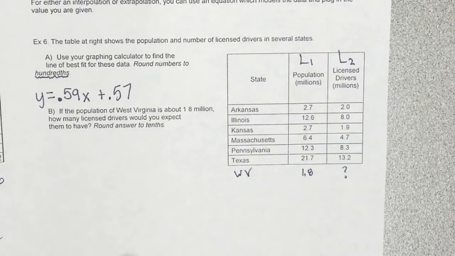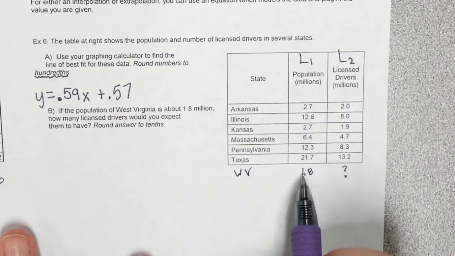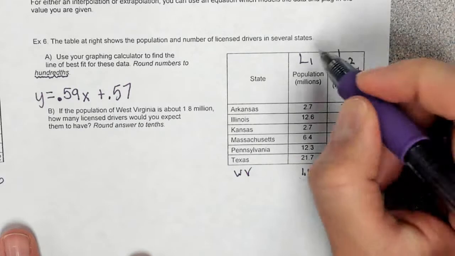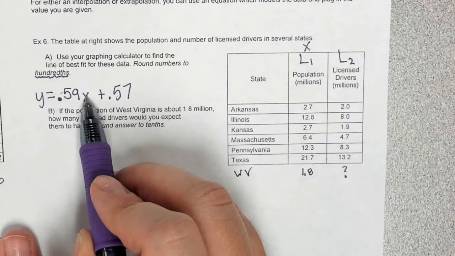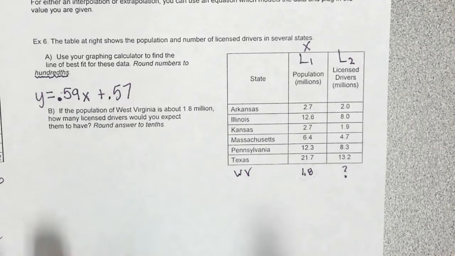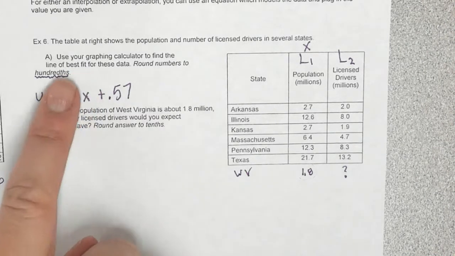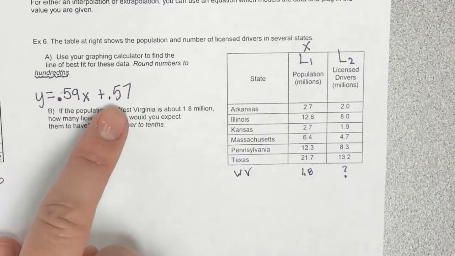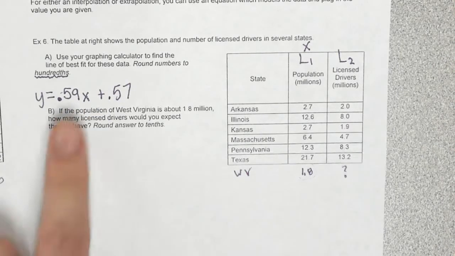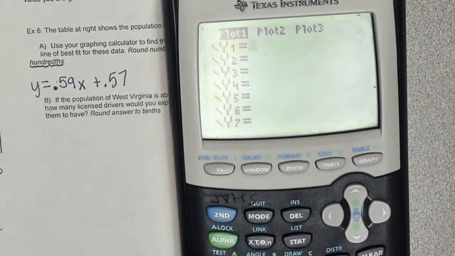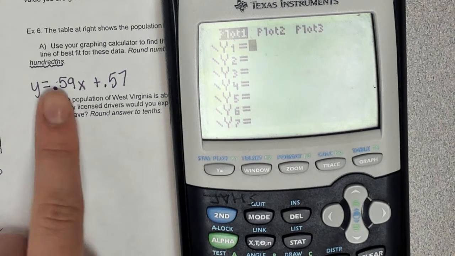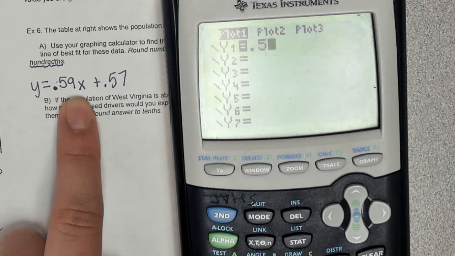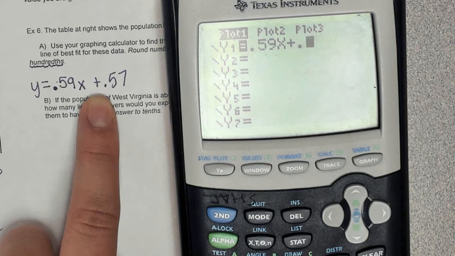And there's a couple ways you can figure that out. You can take 1.8, and that's in your X column, right? So you could plug that in here, and you could get an answer. Or, my favorite way, put this in the y equals of your calculator. Okay? So go to the y equals of your calculator. If there's something there, clear it out. And type this in. 0.59x plus 0.57.